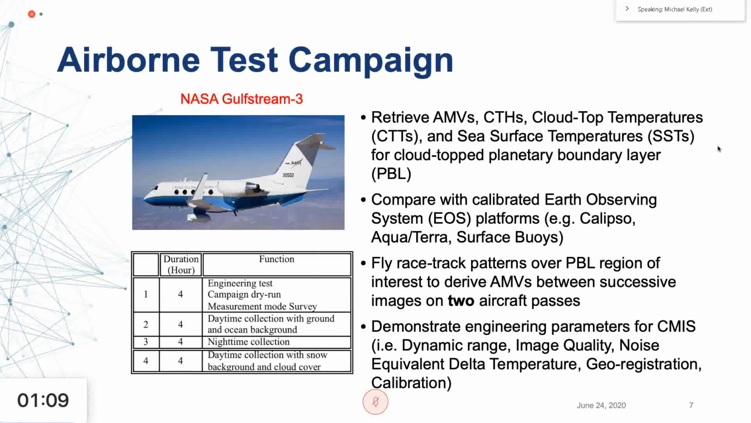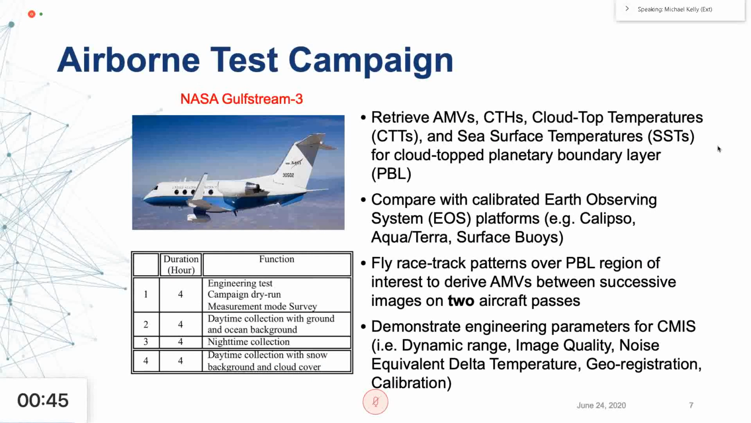So our airborne test campaign is what we have coming up next. As I said, we were planning to do this in March of 2020. We're now scheduled in January of 2021. The basic idea is to retrieve atmospheric motion vectors, cloud top heights, cloud top temperatures, and sea surface temperatures using the bands that we've got on the CMIS.